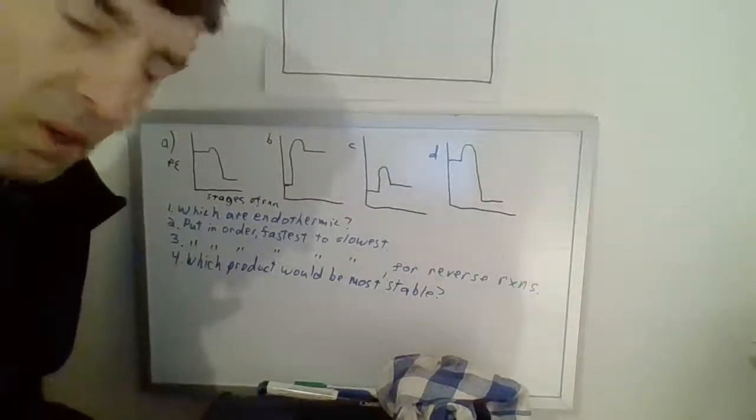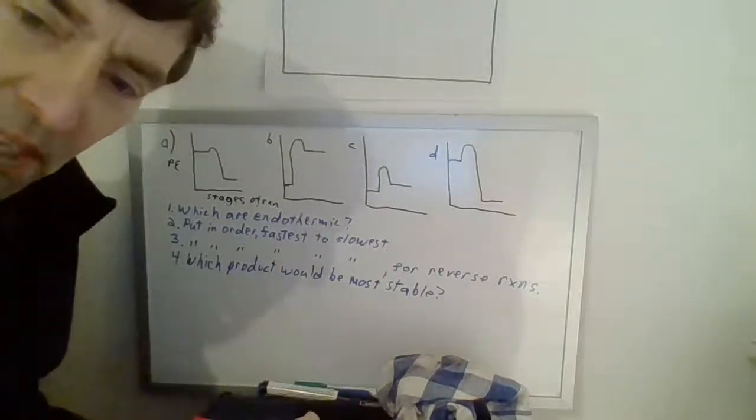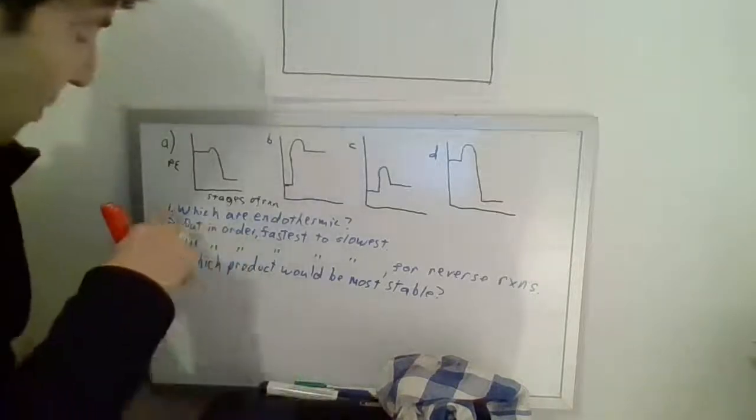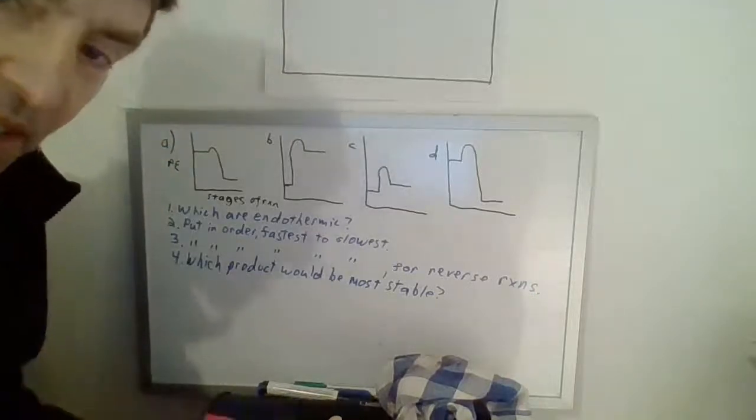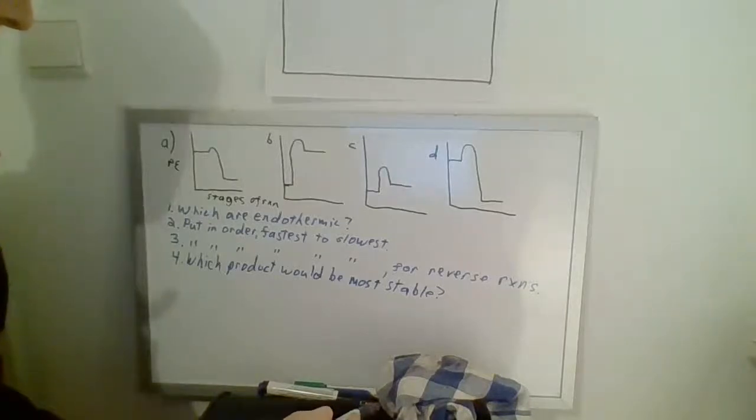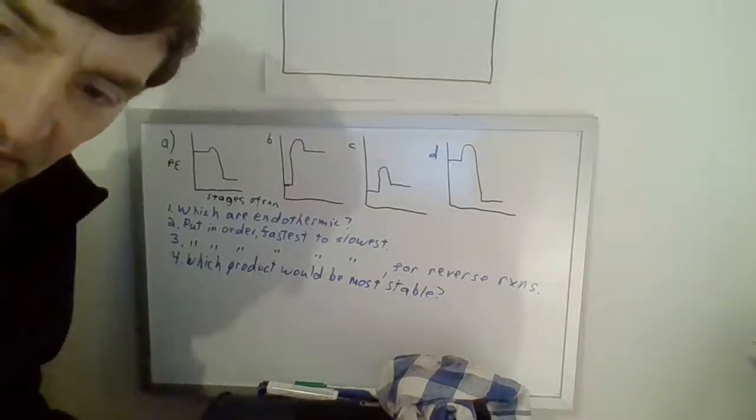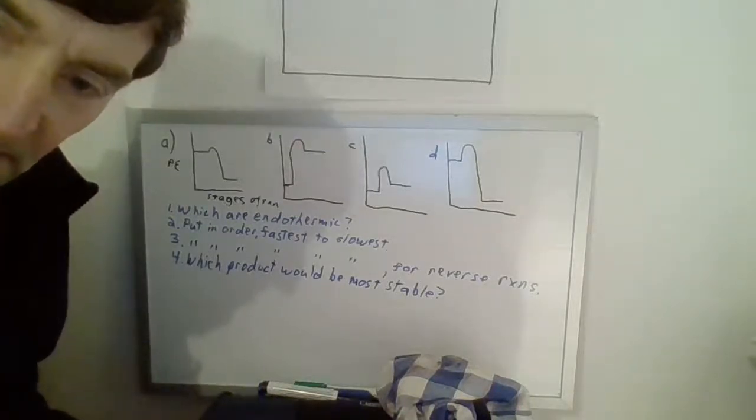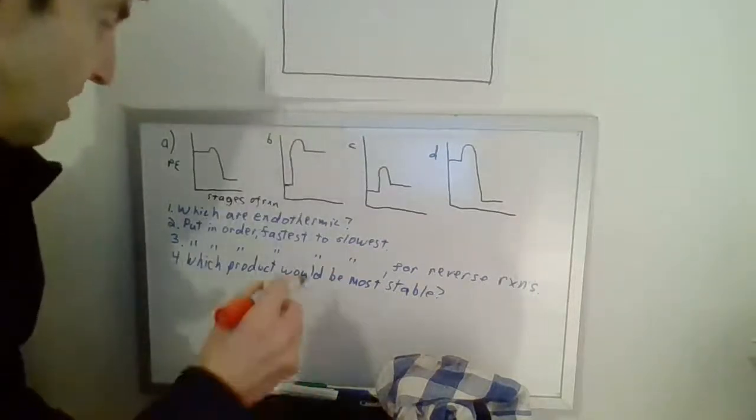Okie dokie, let's see, I'm going to randomly pick somebody. Oscar, you're my random pick. So Oscar, do you have a guess for 1? Which are endothermic? Which letters, Oscar? I'll give you a moment to respond. B and C is right.